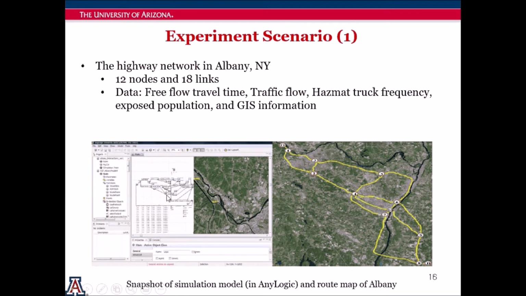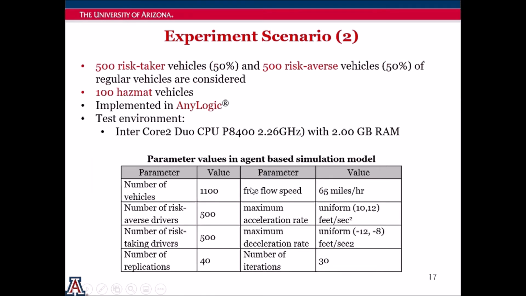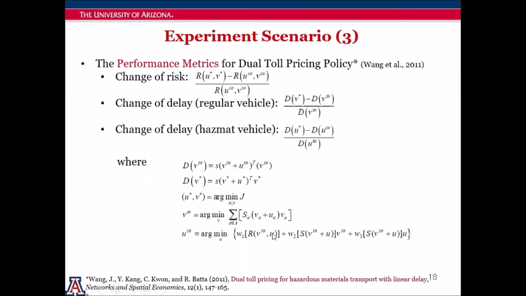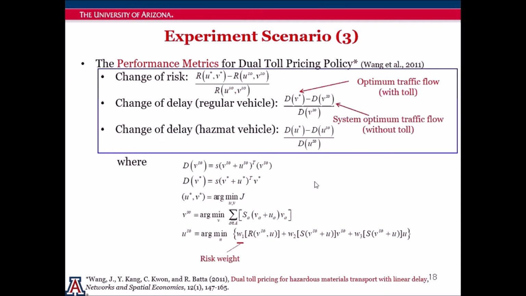I use the analogy. We are not going to use analogy in this class, but basically you can do the same thing in Arena as well. All right, and then we have different types of drivers, such as 500 risk taker vehicles and 500 risk averse vehicles of the regular vehicle, and then 100 hazmat vehicles. Here is the experiment environment and parameters, basically the settings for the simulation experiment. And also, as I mentioned earlier, we measure the risk, travel time, and also the cost to identify the optimum policy.